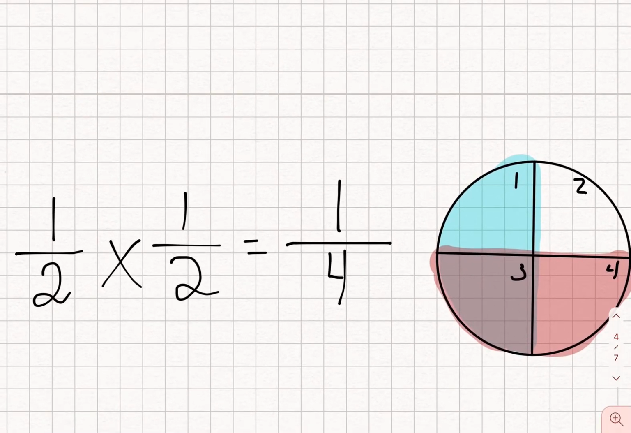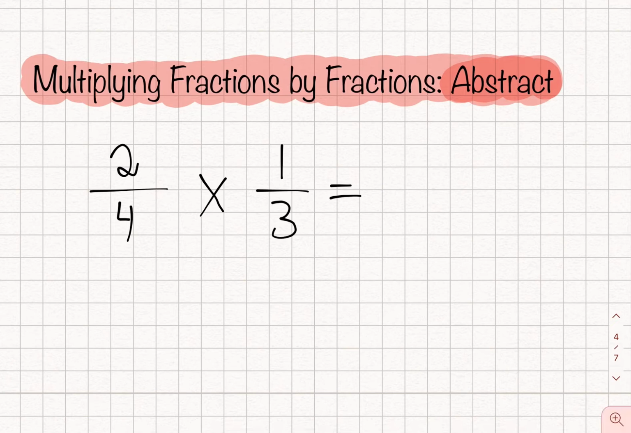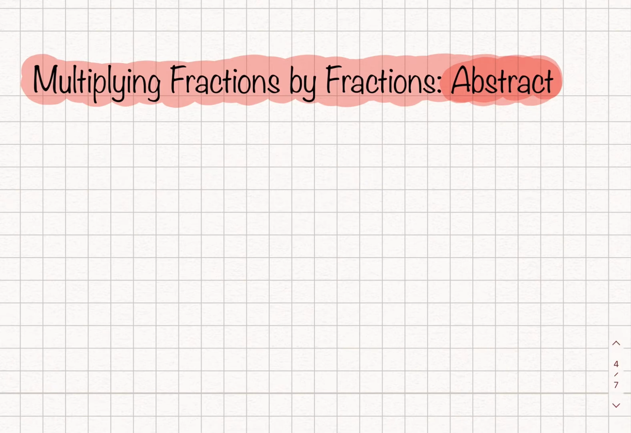So in your math notebook, on your next clean page, go ahead and write down these words here. Multiply fractions by fractions abstract. Don't worry about those numbers. Write that down on the top of your page. Pause if you need to. Okay.